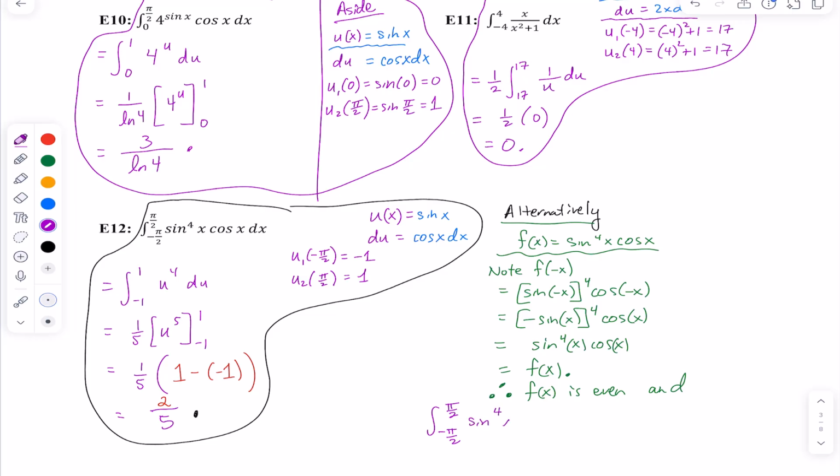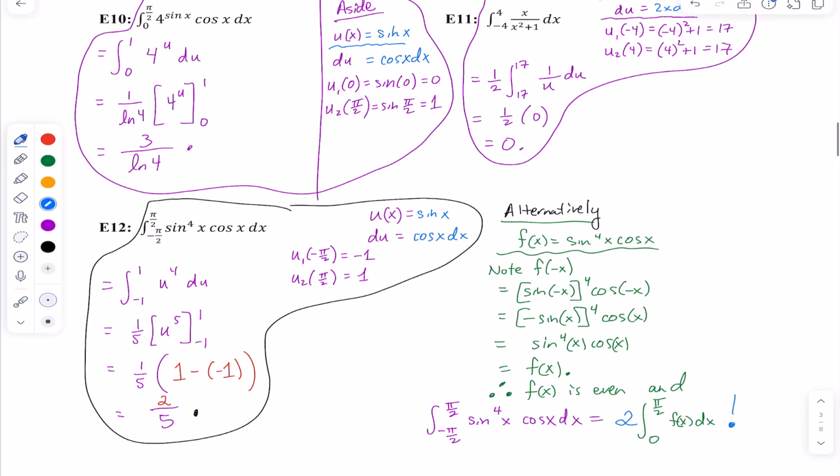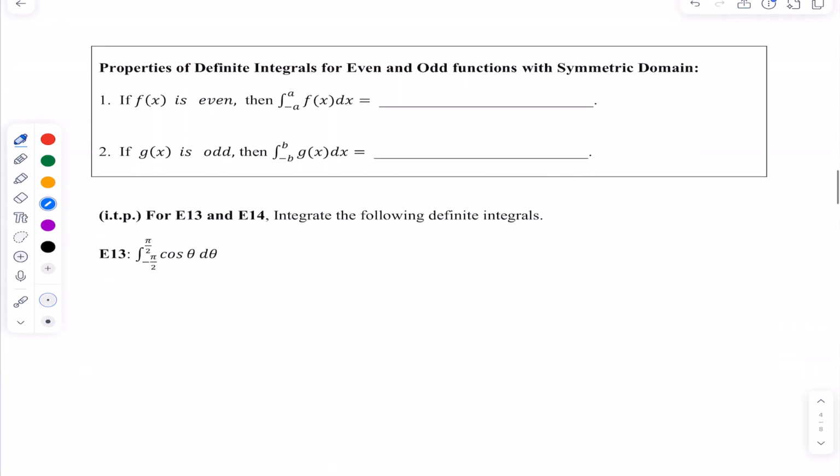And how are we going to split this? We're going to split it like this. We're going to split it so that the domain is going from 0 to pi over 2. And then we put a doubling factor in front of that new definite integral. This leads us to these observations.